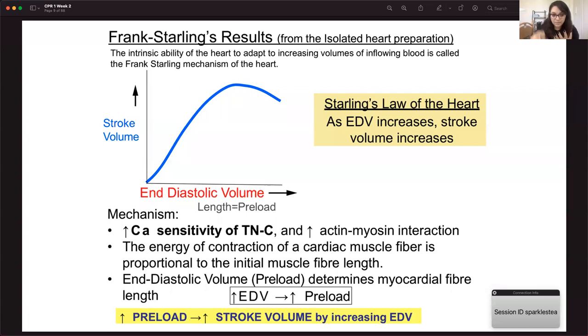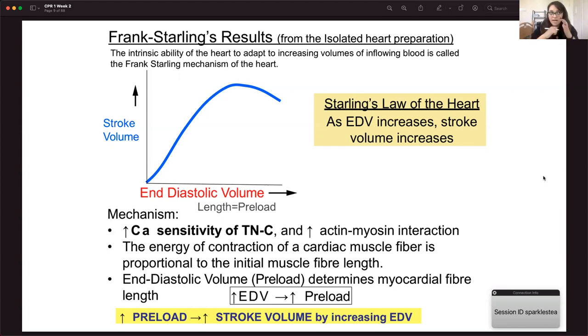And this is just the mechanism that it's talking about. So pretty much if you're increasing the volume that's going into the left ventricle, then the sarcomeres of that left ventricular wall have to stretch to accommodate for that volume. And with that stretch, you're getting that increased stroke volume. So you guys do have to be able to recognize these concepts that are from, I believe, MSK, where we talked about contraction and how it works related to calcium. So if you're increasing your calcium sensitivity for your troponin C, then you're increasing your actin-myosin interaction.